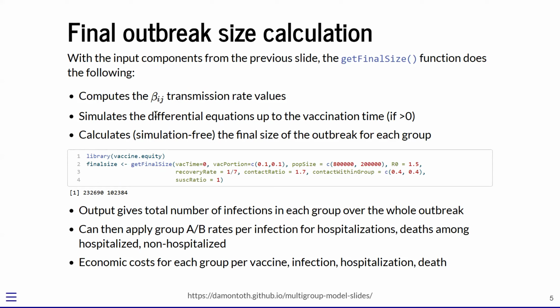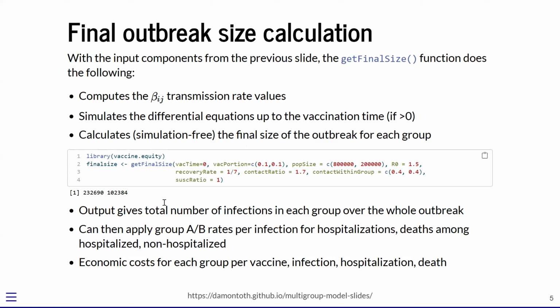IJ transmission rate values. It simulates the differential equations up to the vaccination time, if that time is greater than 0. So it'll simulate the unvaccinated outbreak up until the time where you say vaccinations are distributed, and they're distributed all at once. Then it calculates, using some fancy math equation, simulation free, the final size of the outbreak for each group.